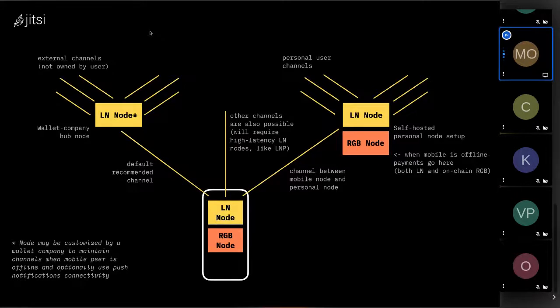Later, we will add to this equation a Bifrost infrastructure, which will provide you a non-custodial way of handling RGB payments, even if you don't have a personal RGB node outside of the mobile phone.